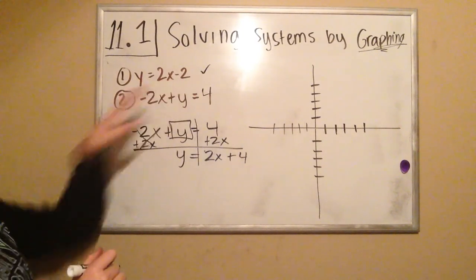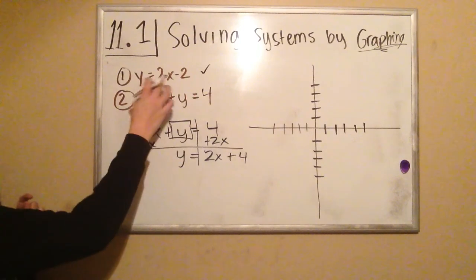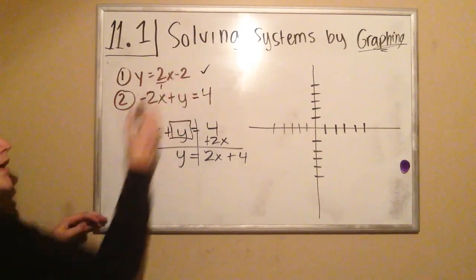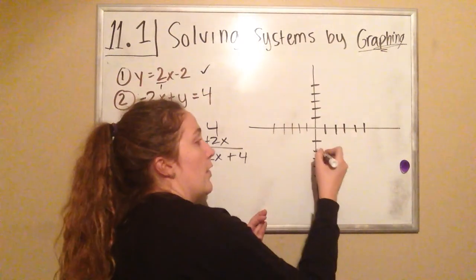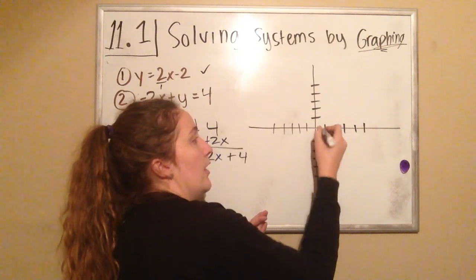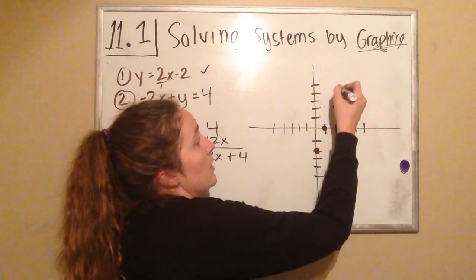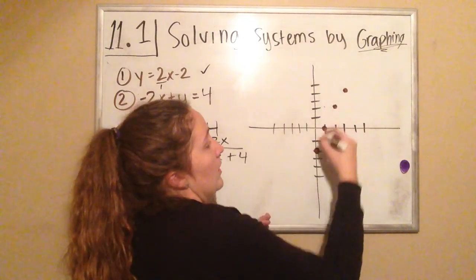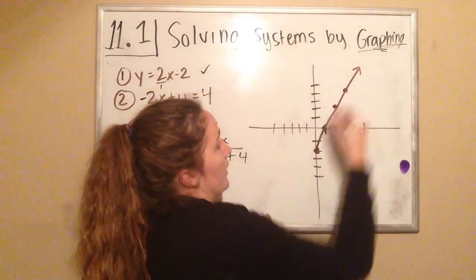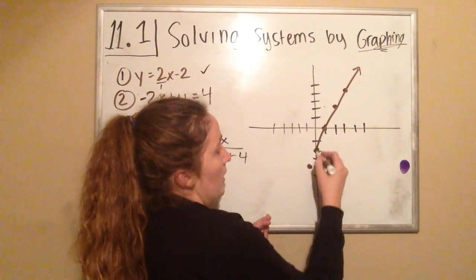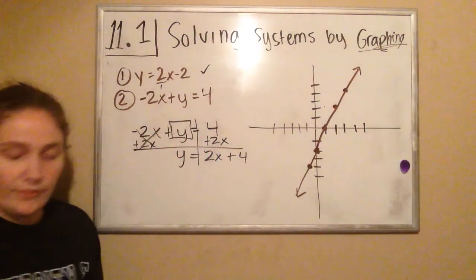Alright, the first one. Our slope is 2 over 1, and our y-intercept is negative 2. We start at our y-intercept of negative 2. We go up 2 over 1, up 2 over 1, up 2 over 1, and we've got our line. Down 2, back 1, etc. Cool, there's our first line.